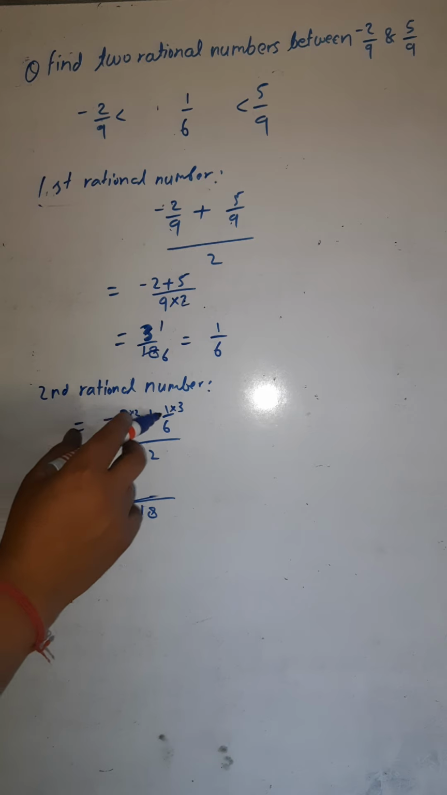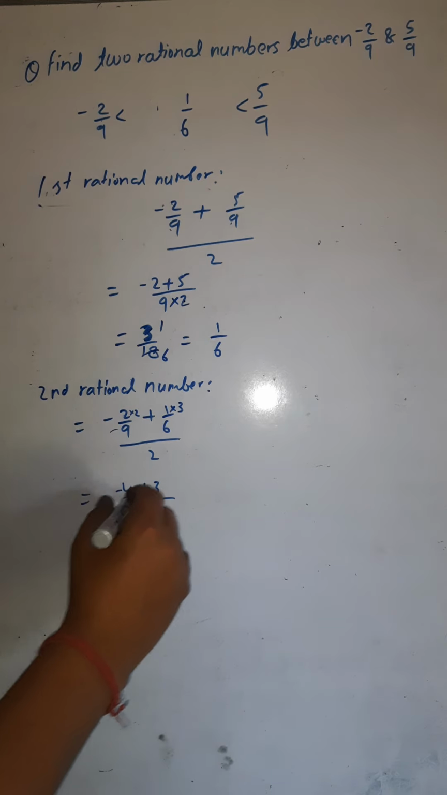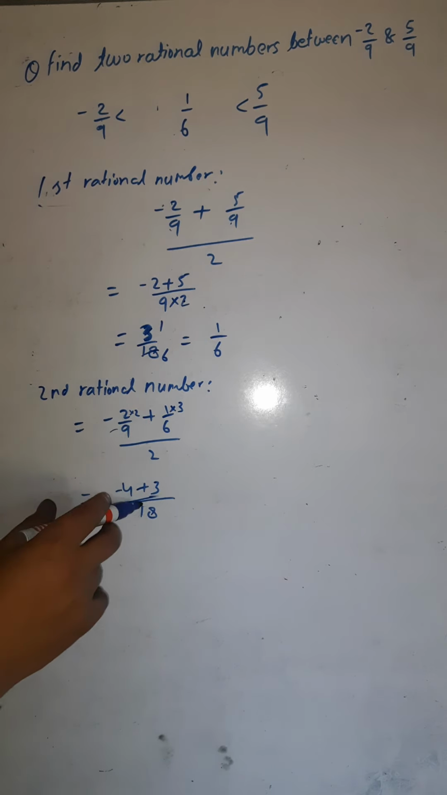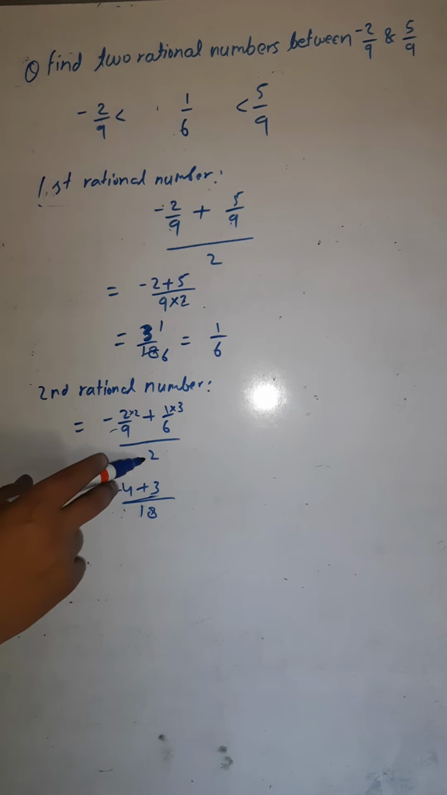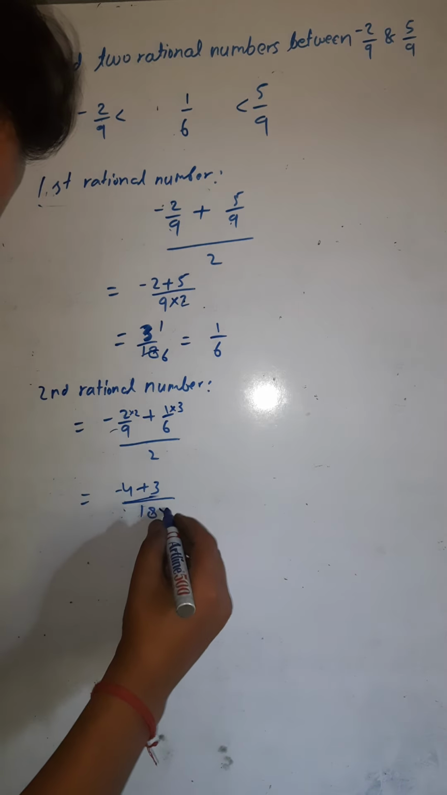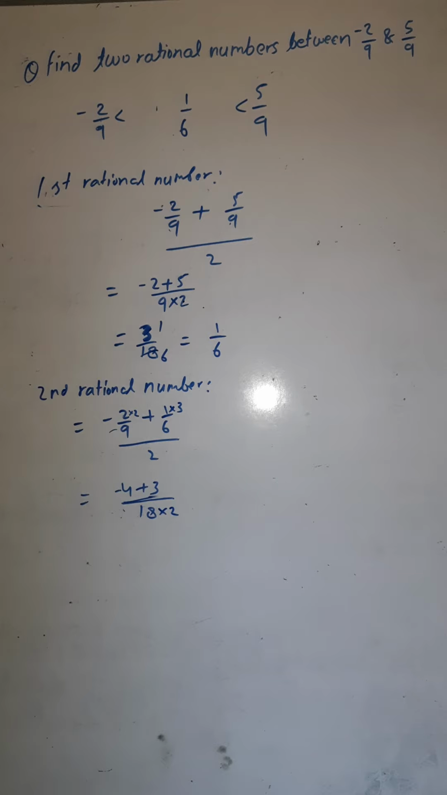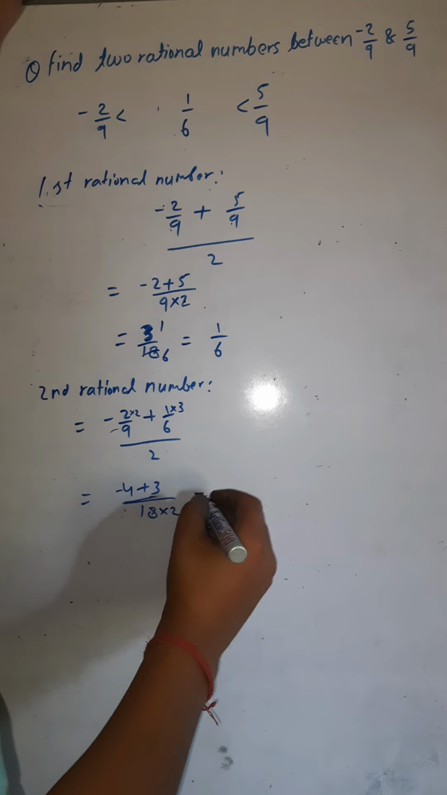Minus 4 plus 3, and 3 plus 3. Downside, the LCM of 9 and 6 is 18. And this 2, what about this 2? This 2 would be multiplying now here to 18. Okay. Now what would the answer be?